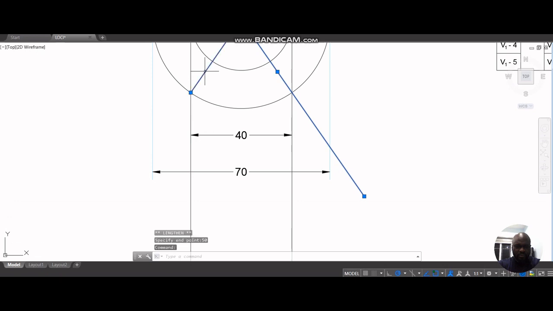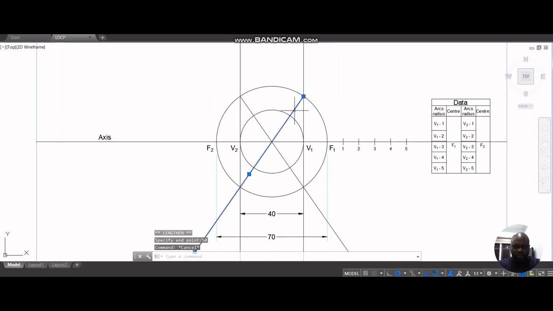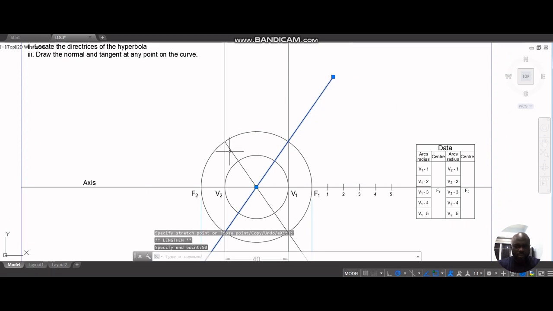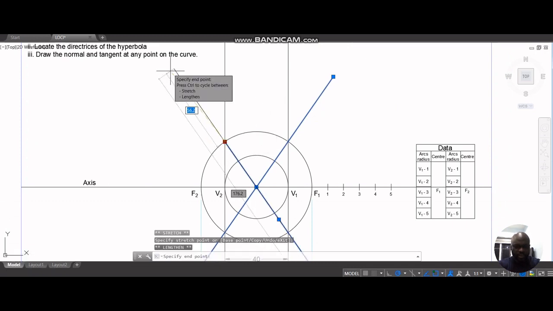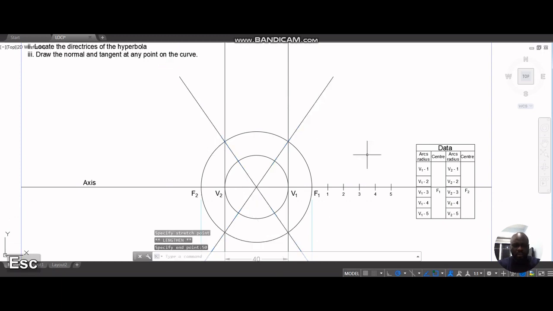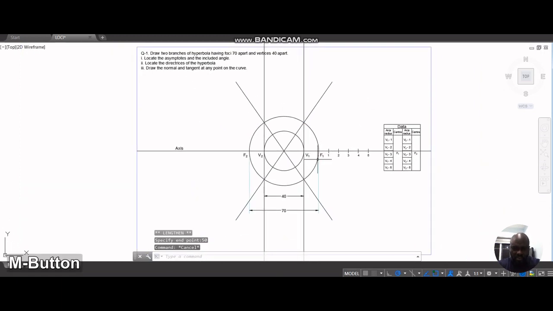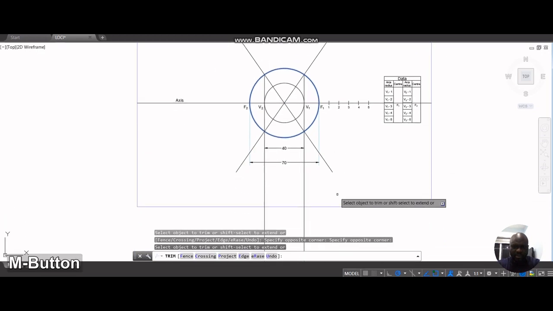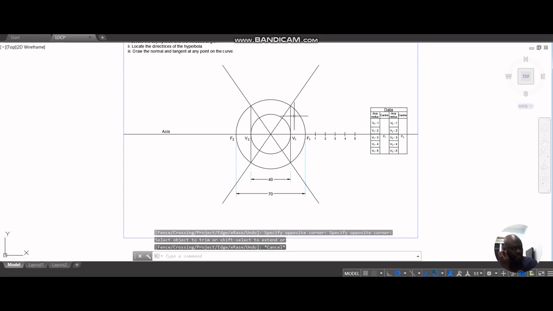Extend these lines. You do the same for the one at the top. Extend this. You have your ruler, you can extend that. Extended this already. So these are the asymptotes. We have located the asymptotes already. Let me trim this off so that we don't confuse it with something else. This line and this line are the asymptotes.